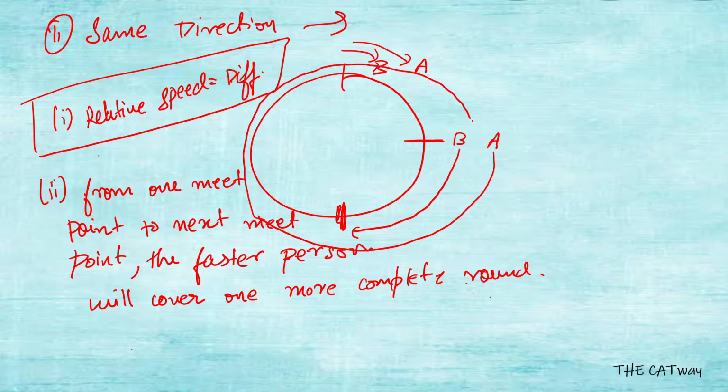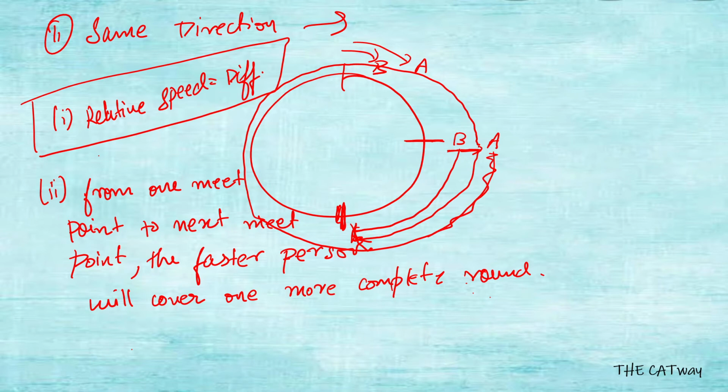So A will come from here to here, and then again he will come over here, because he is the faster one. As you can see, this is the distance that they covered. This is the distance that they both have covered, and this is the distance which A has covered, that is a whole complete path A has covered alone.